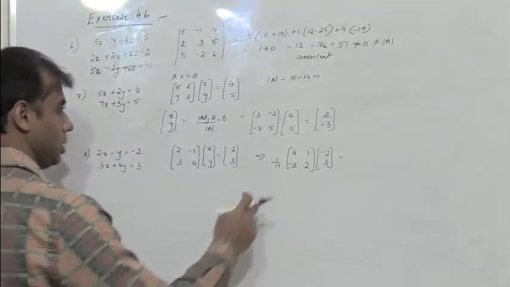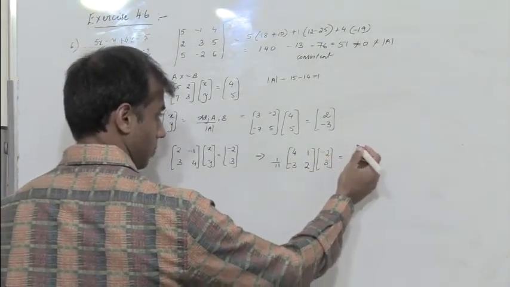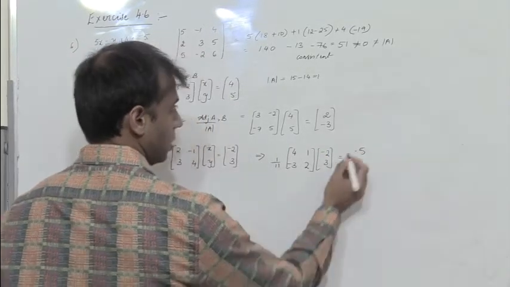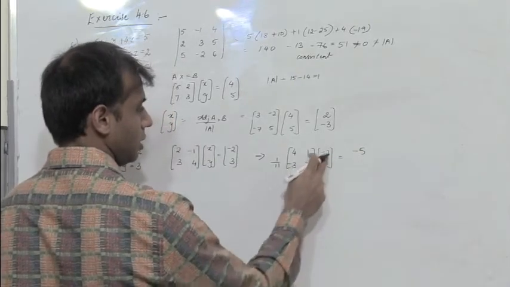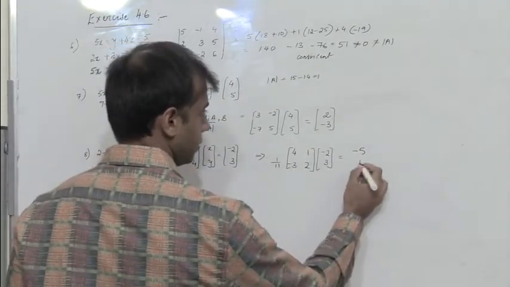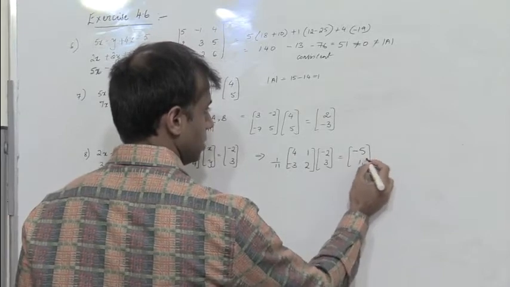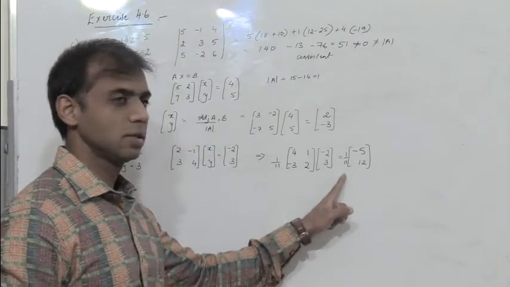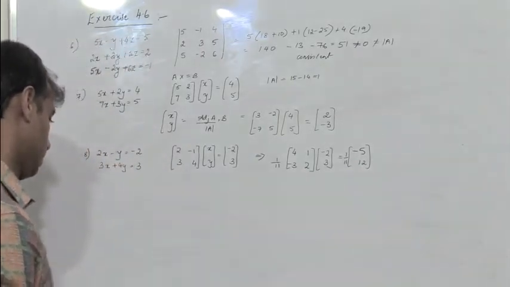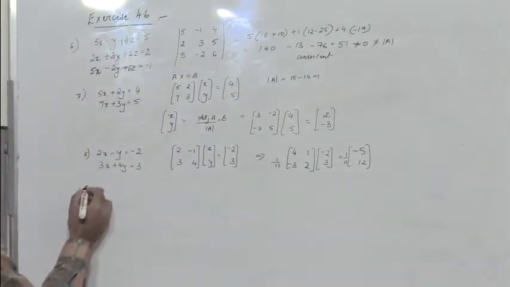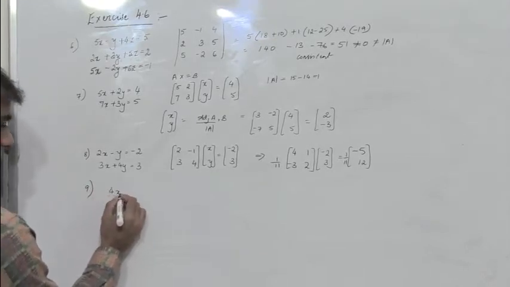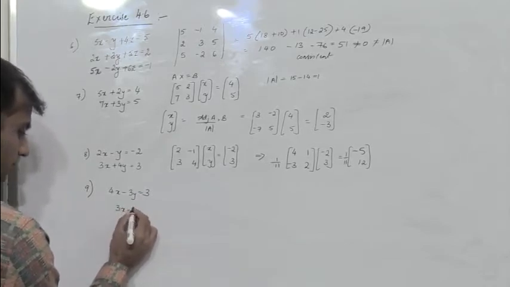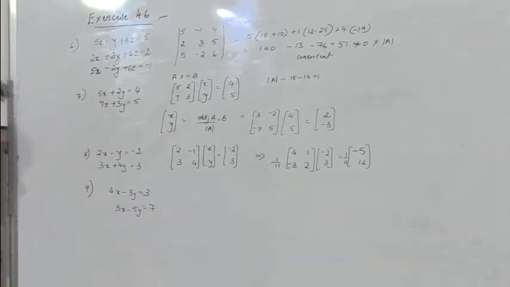So what do I get? So I get minus 8 plus 3, which is minus 5 here, and then you have 6 plus 6, which is 12, into 1 by 11. So x is minus 5 by 11, y is 12 by 11. The next problem, 9. 4x minus 3y equals 3, and then 3x minus 5y equals 7.